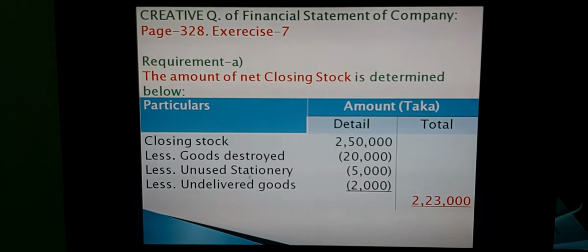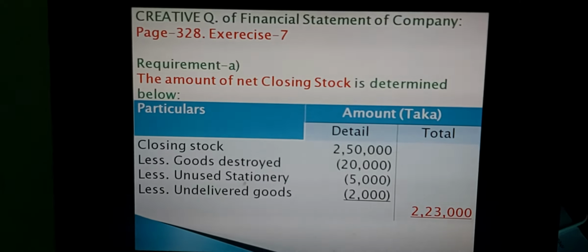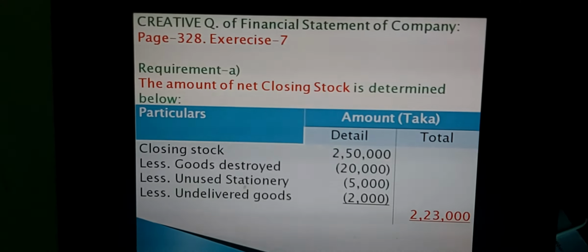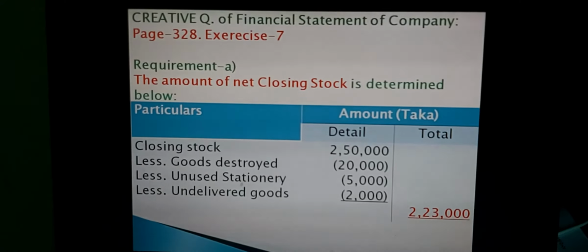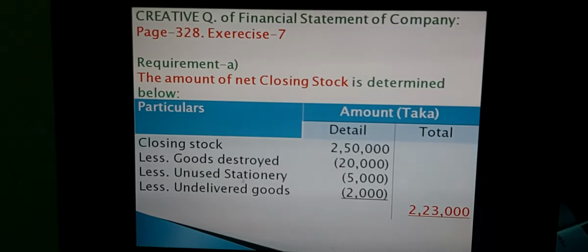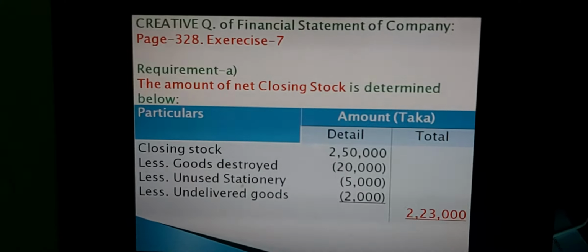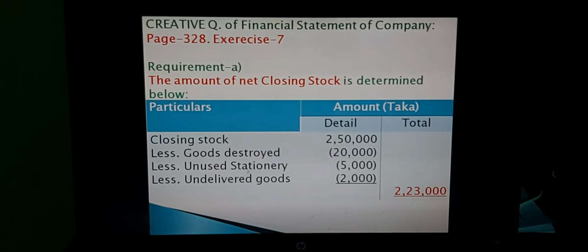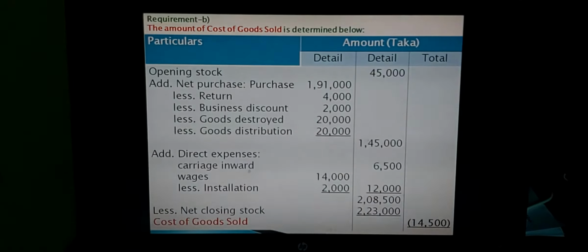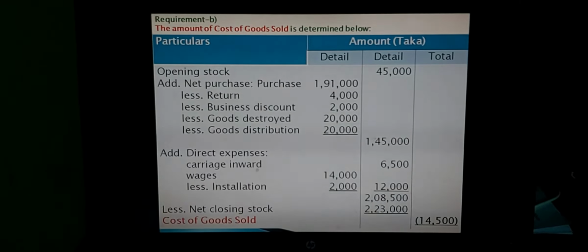Dear learners, I think you have written in your copy requirement A, the amount of net closing stock. Now you can go to requirement B. This is the amount of cost of goods sold. This item appears all the time from SSC level and in financial statement and accounting first paper also. So we can go to the next slide for determining the amount of cost of goods sold. The amount of cost of goods sold is determined below using a statement.